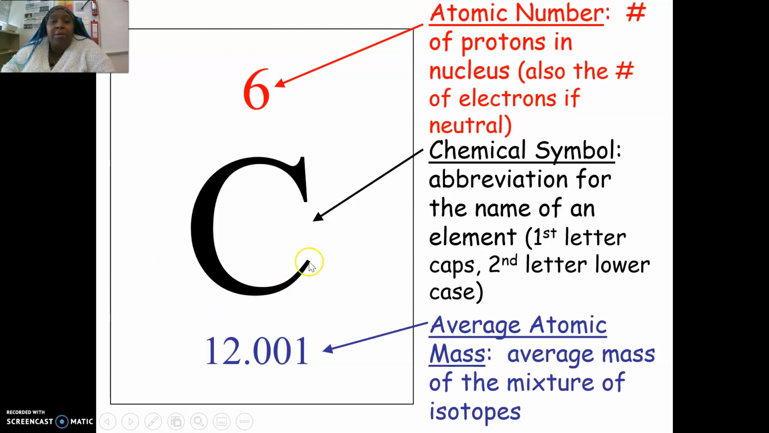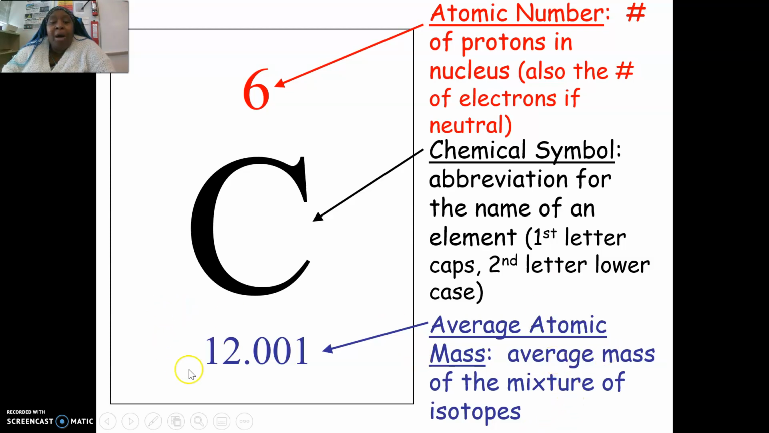Okay, so here is going to be our chemical symbol. Every element is going to be represented by its own chemical symbol. In carbon's case, it is an uppercase letter C. This is going to be the abbreviation of the name of the element. If it only has one letter, that first letter is going to be capital. If it does have two, like for example, iron is Fe, that's capital F, lowercase e. So if it does have a second letter, then it's always going to be lowercase.